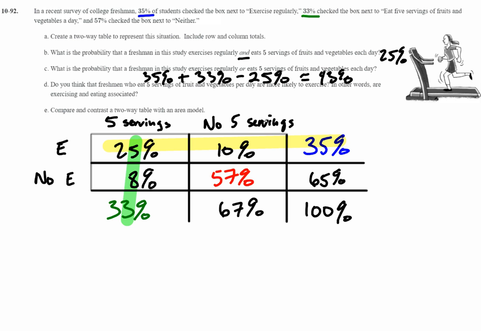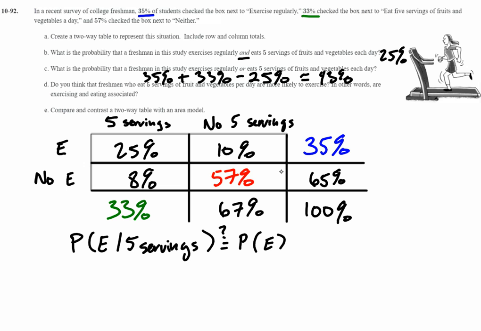Now it says, do you think the freshmen who eat 5 servings of fruit and vegetables per day are more likely to exercise? In other words, are exercising and eating associated? So all we have to do to check for association is check if they're independent. Does exercising really affect your chance that you eat vegetables 5 servings a day?